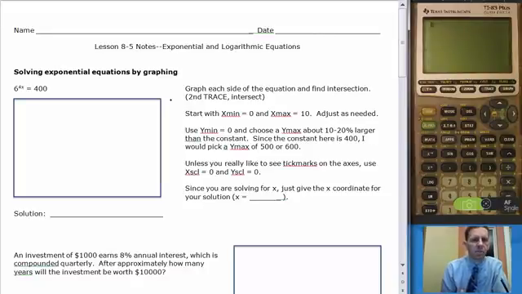These are Lesson 8.5 notes, exponential and logarithmic equations. Today we're going to solve exponential equations using graphing and tables. We're going to first start with the graphing method.